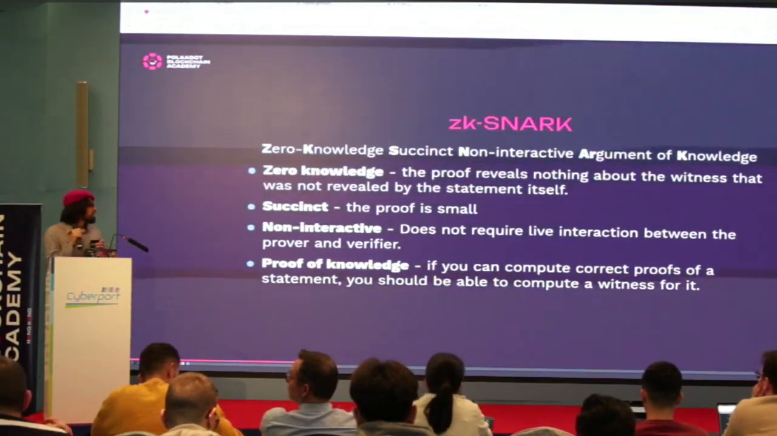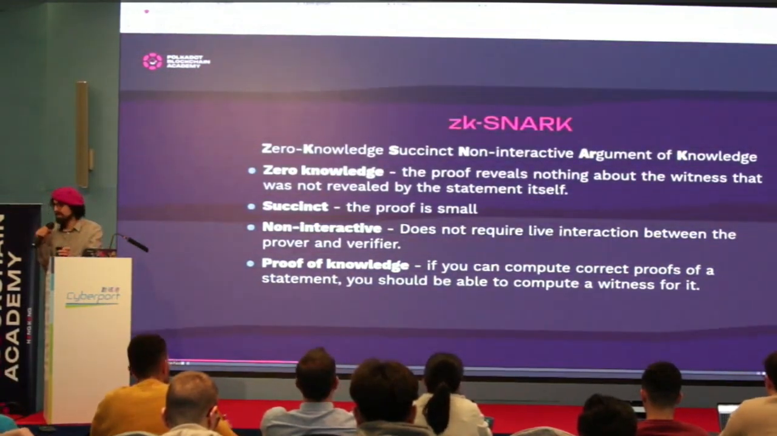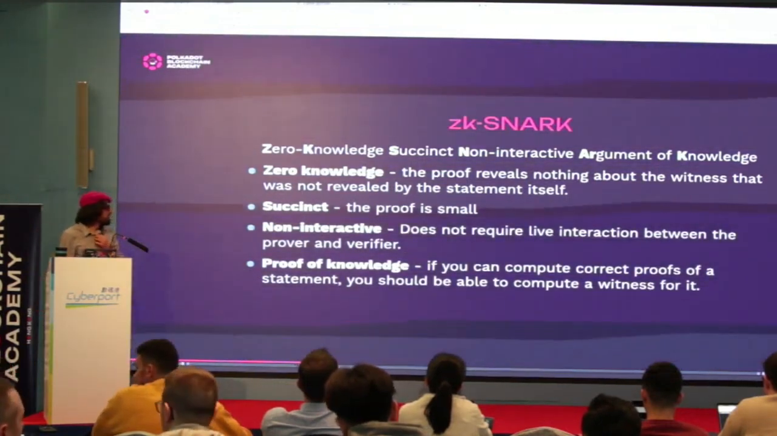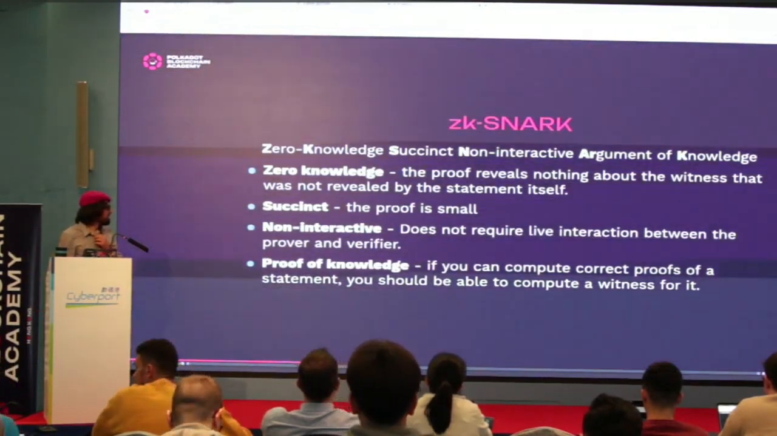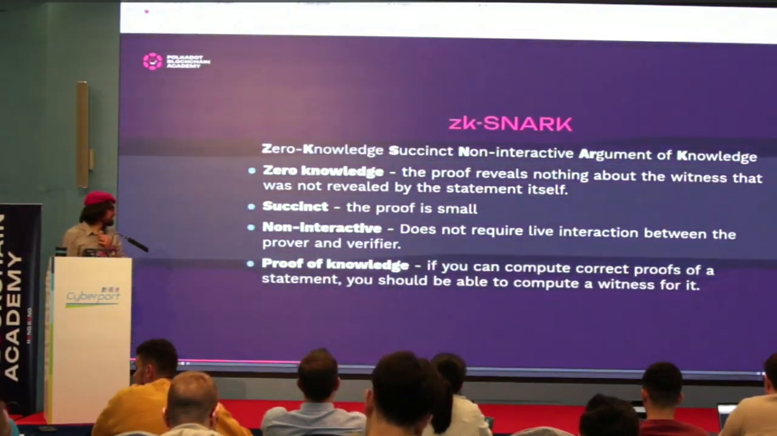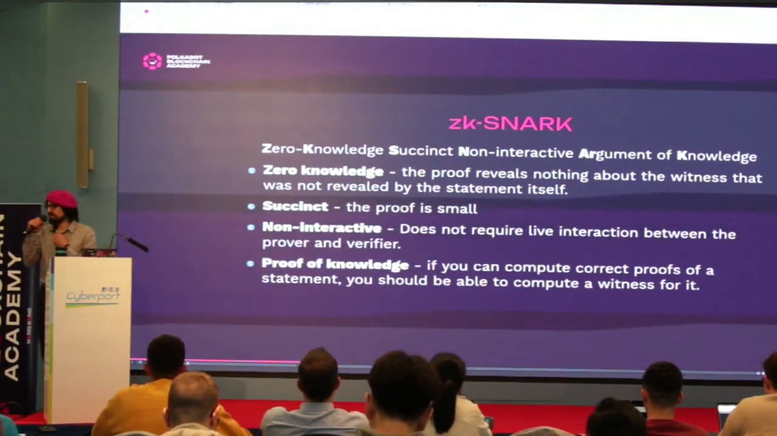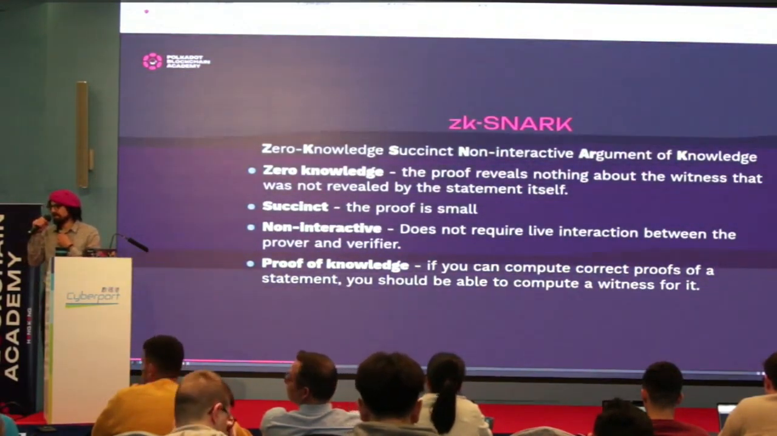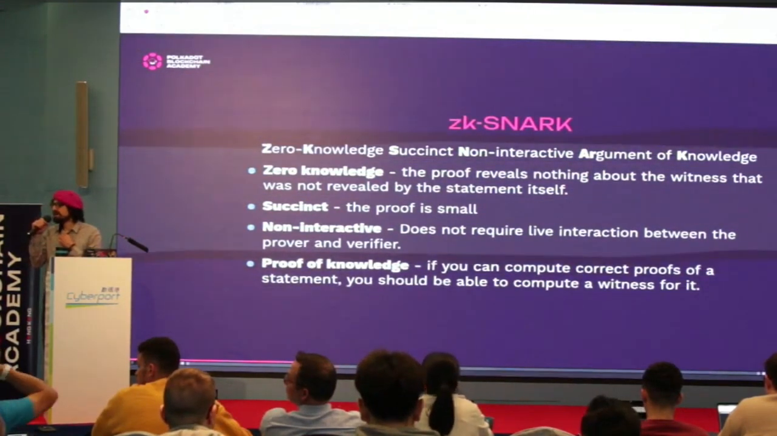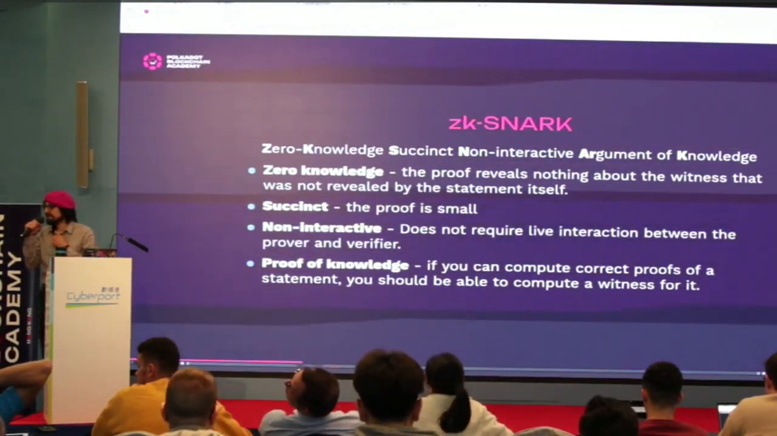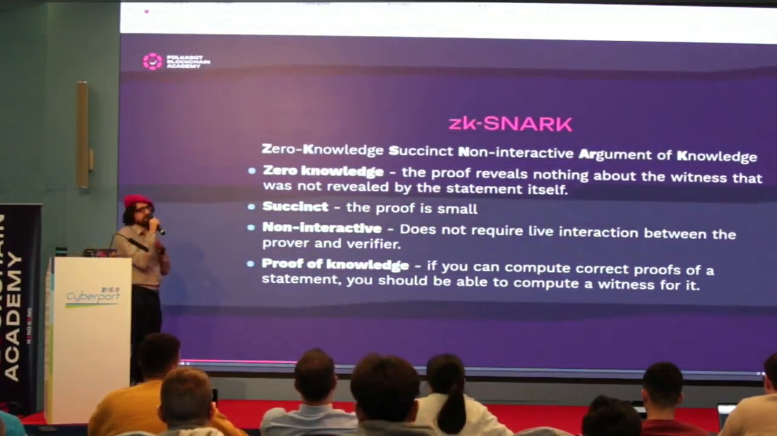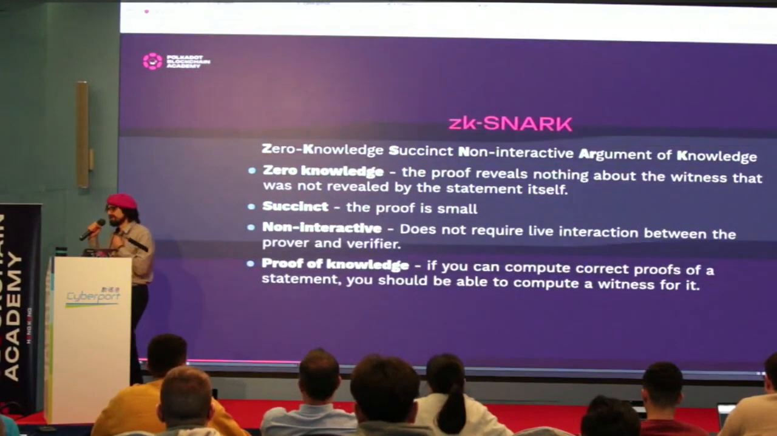I don't get it, the last one, because if the witness is an input, it sounds like it's kind of reversible. So if you can compute a proof for a statement, you should be able to compute a witness for the statement. The witness is the input. Yeah. So if you can compute a proof for the statement and the witness, how would you be able to compute a witness in reverse? You can't. So the ZK snark says nothing about how you found the witness.